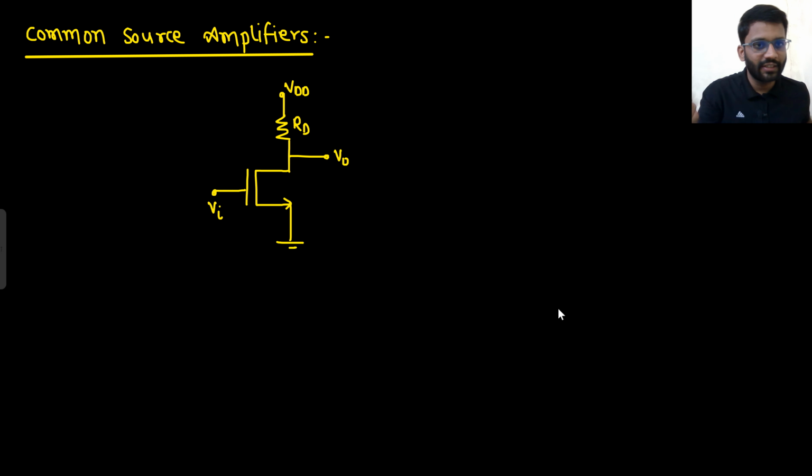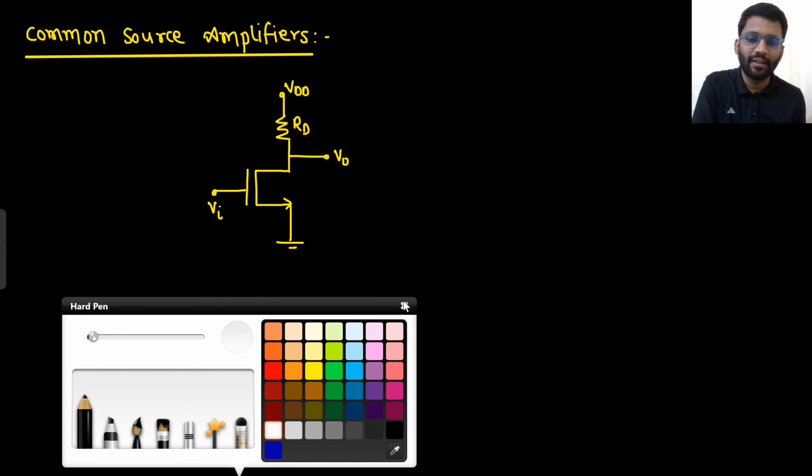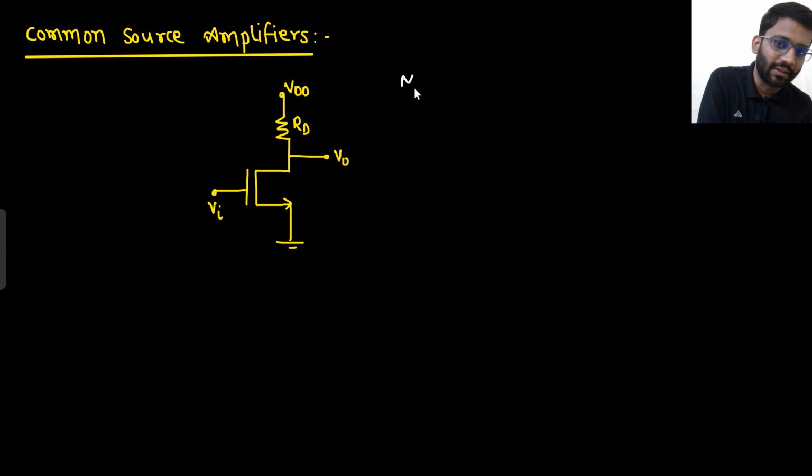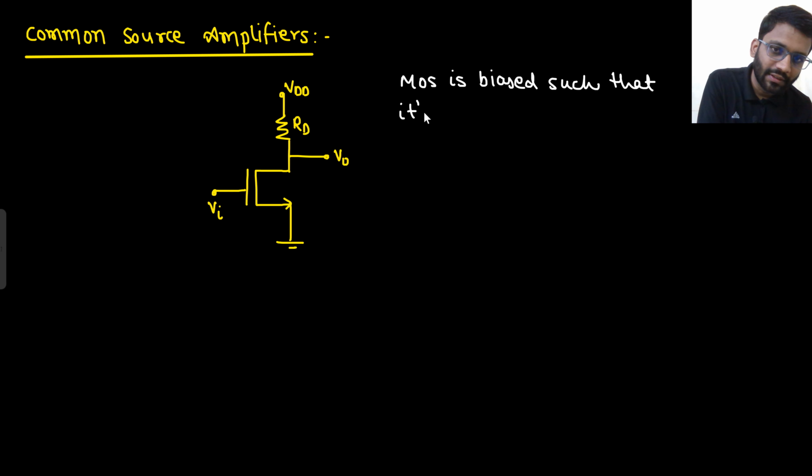They will write down that it is working in saturation region only. Now we are going to study common source amplifier. So you have to assume that this VDD and this Vin is such that your MOSFET is working in saturation region only. Every time I will not write it, although here I will write MOS is biased such that it is working in saturation region.